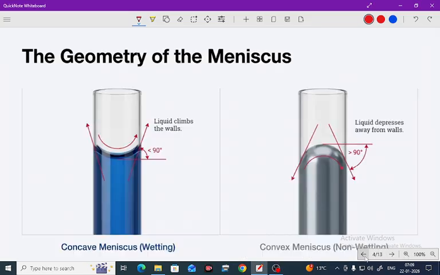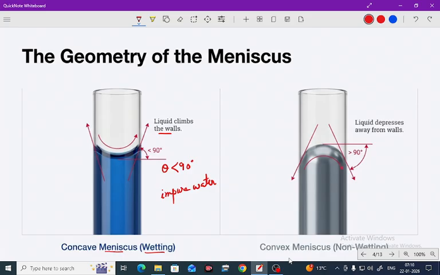Now you can see here that the third one is the geometry of the meniscus. This is very much important. The geometry of the meniscus: liquid climbs the walls. When is this the case? When theta is less than 90 degrees, the angle of contact is less than 90 degrees, and it is a concave meniscus. It is a case of wetting. If the angle of contact is less than 90 degrees, as in the case of impure water, the meniscus is concave and it is wetting behavior.